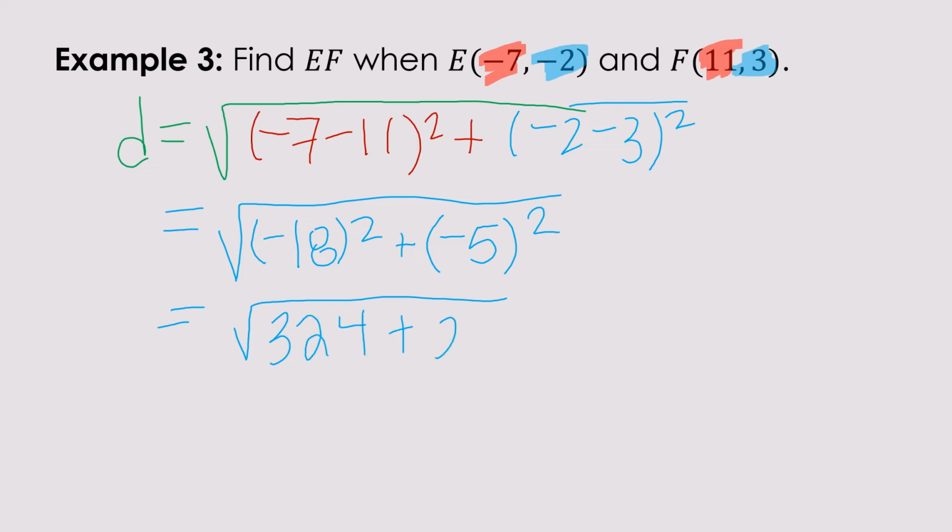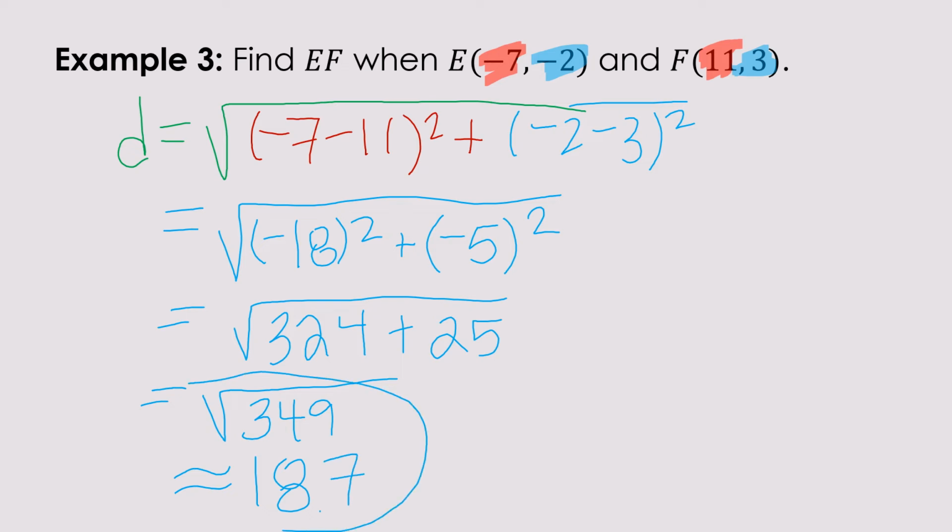-5 squared is 25. If we add those together, we're going to get the square root of 349. The square root of 349 is approximately 18.7. So your exact answer is the square root of 349, and your approximate is about 18.7.